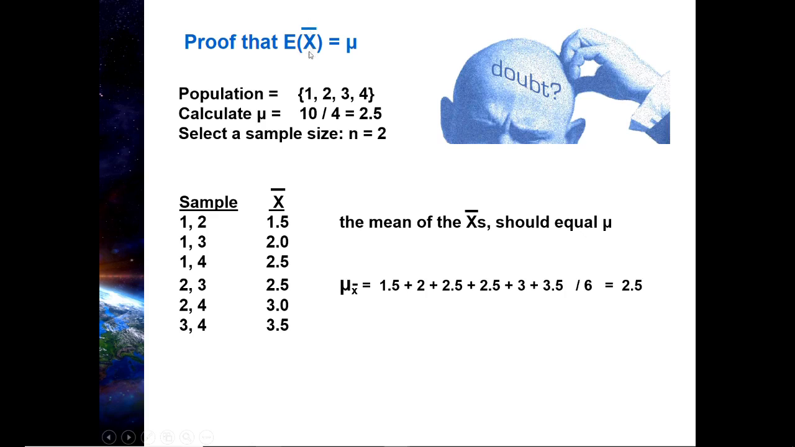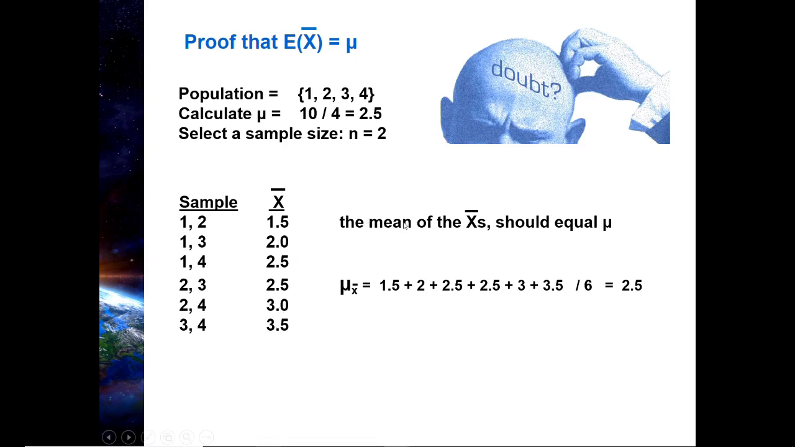If you're trying to prove that X bar is unbiased, then X bar goes here and you calculate all the means. If you're trying to prove that S squared is unbiased, then S squared goes here and you calculate the variance of every sample. Okay, so going back to X bar, because that's what we're trying to prove. The mean of 1 and 2 is 1.5. The mean of 1 and 3 is 2. The mean of 1 and 4 is 2.5, etc.